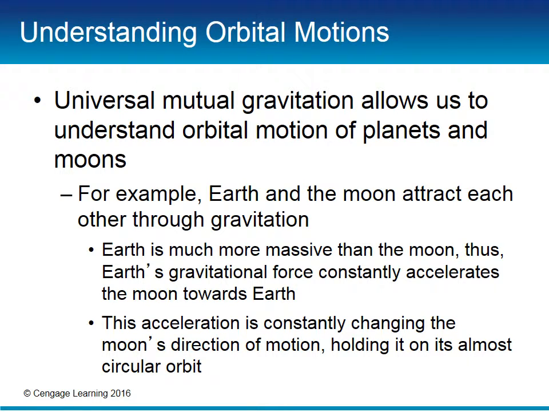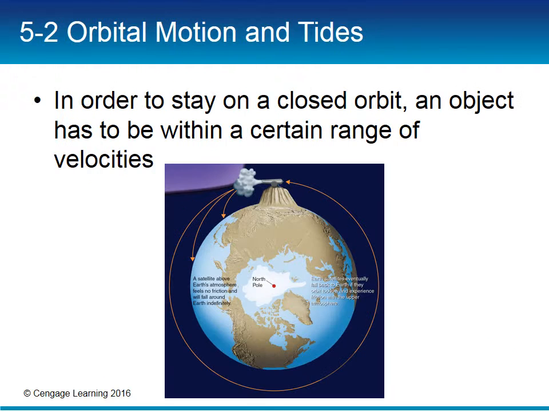To understand orbital motions, the universal mutual gravitation law allows us to understand that the orbital motion of planets and moons are that the Earth and the Moon attract each other through gravitation. Earth is much more massive than the Moon. Thus, Earth's gravitational force constantly accelerates the Moon towards the Earth. This acceleration is constantly changing the Moon's direction of motion, holding it on its almost circular orbit.